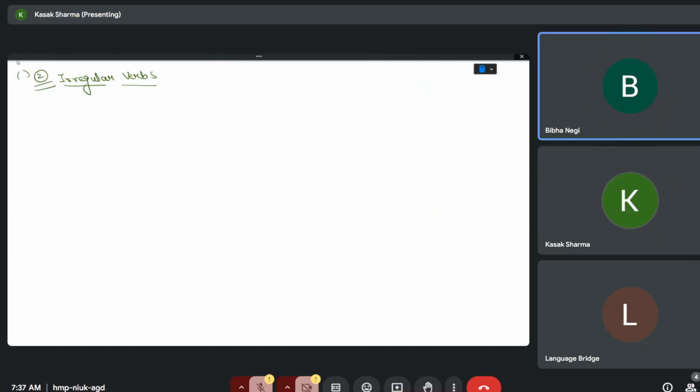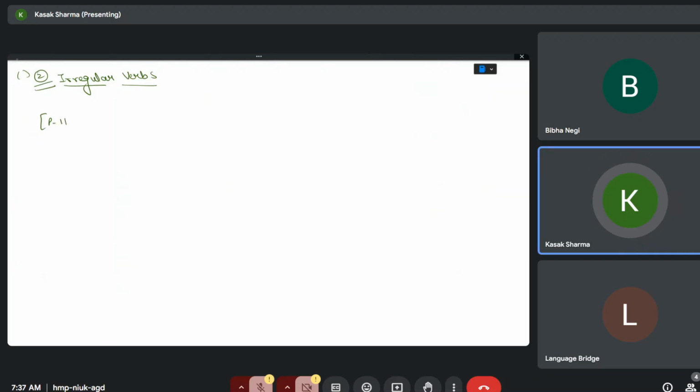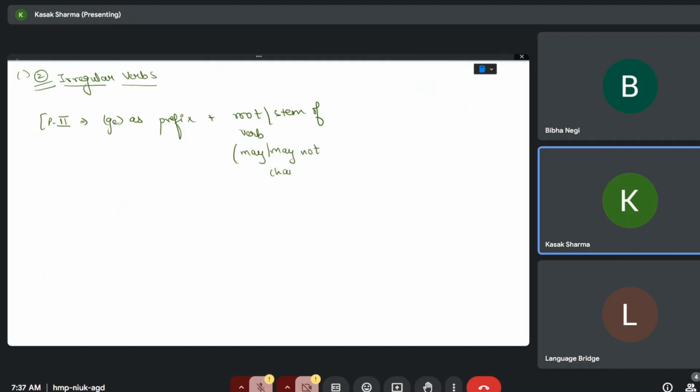Now coming to how we form the Partizip II of irregular verbs. The prefix remains the same, ge, and the root or the stem of the verb. Now this root or stem may or may not change. For the suffix, we add en as suffix, and it is en only, no different variations.